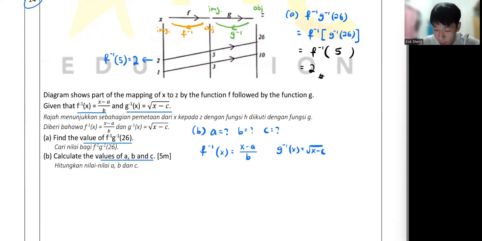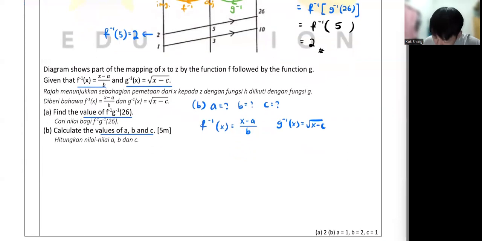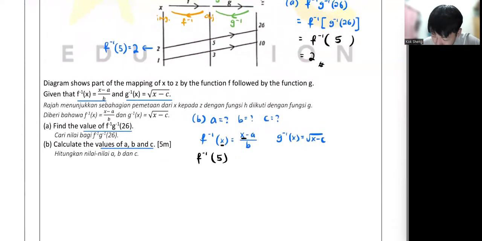Okay, so now using this info, we can sub in already. Let's go. Okay, from here continue. F negative 1, the object is 5, right? And you know, this x and this x object, so we have to sub in the 5 into both. Okay, sorry. Five minus a over b. Yeah. So this is the equation after you sub in the object.